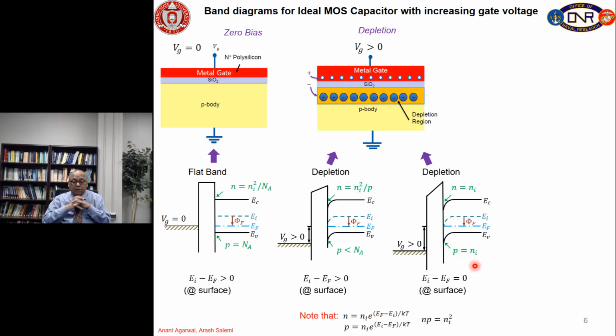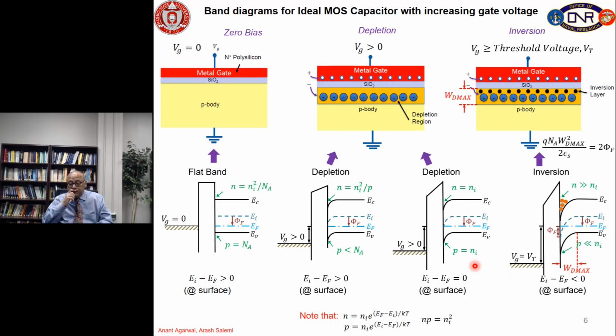After that, if we apply the gate voltage even more, you get the inversion condition. So, as we described to you, now we have to bend the bands more because gate voltage is increased, and in this case now EI goes below the Fermi level. So, at the surface EF minus EI becomes positive and EI minus EF becomes negative.